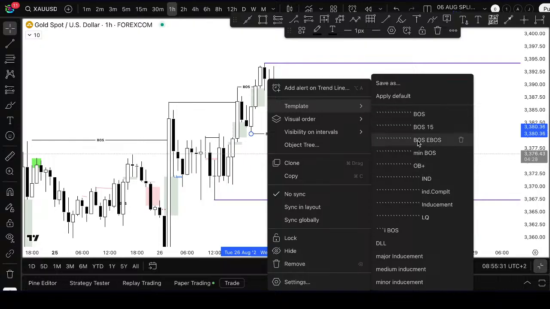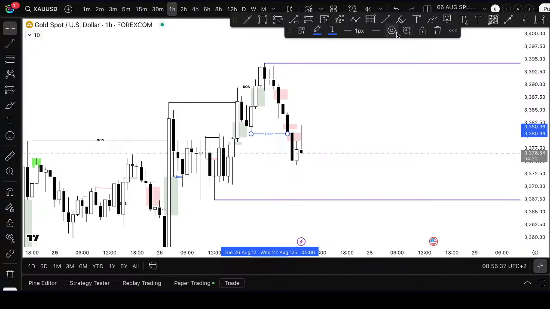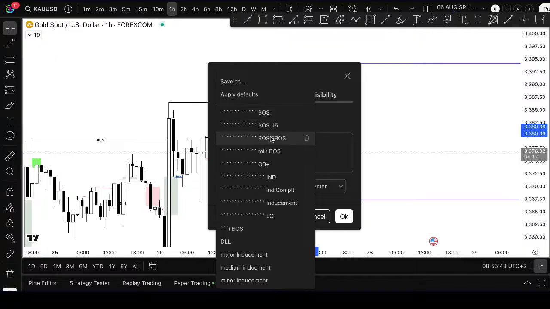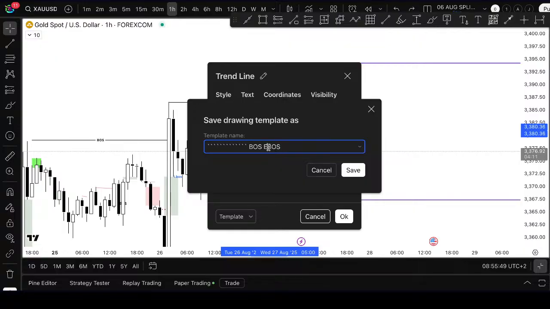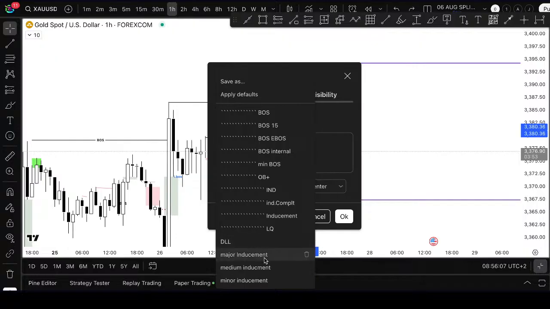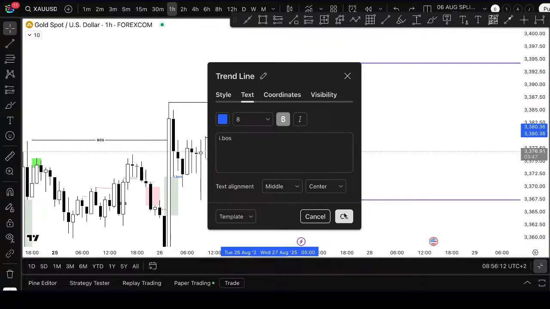Yeah, I need this internal to be marked. This is the internal breakout structure. We have the internal breakout structure here because I don't want to go this much down, and the major medium inducement, yeah, let it be there. That's not a big issue. Okay, cool. So we have the internal breakout structure.